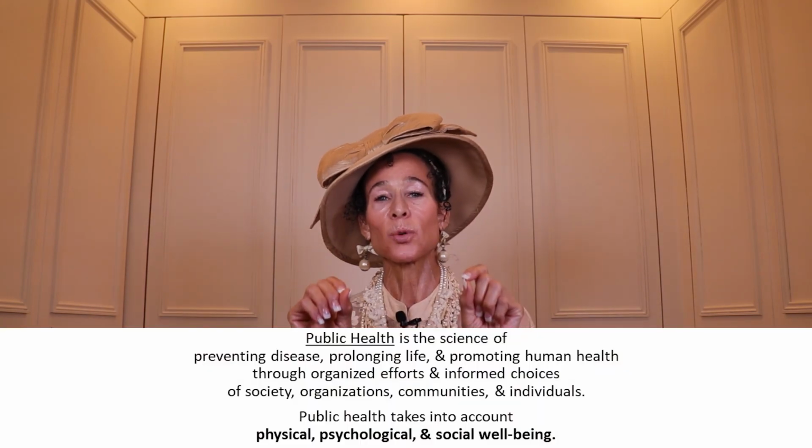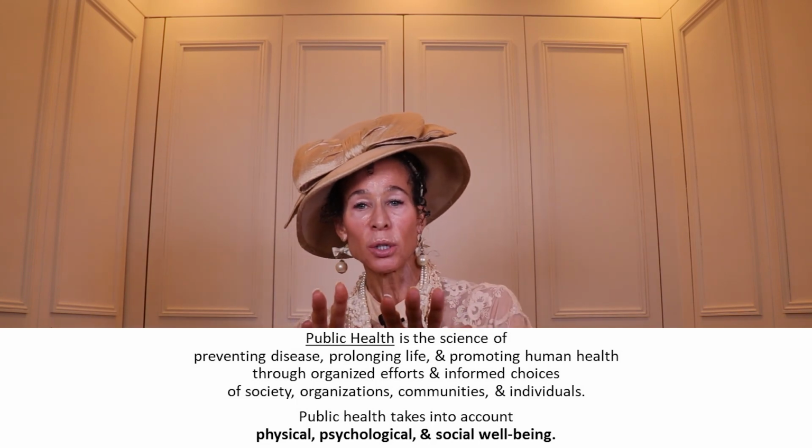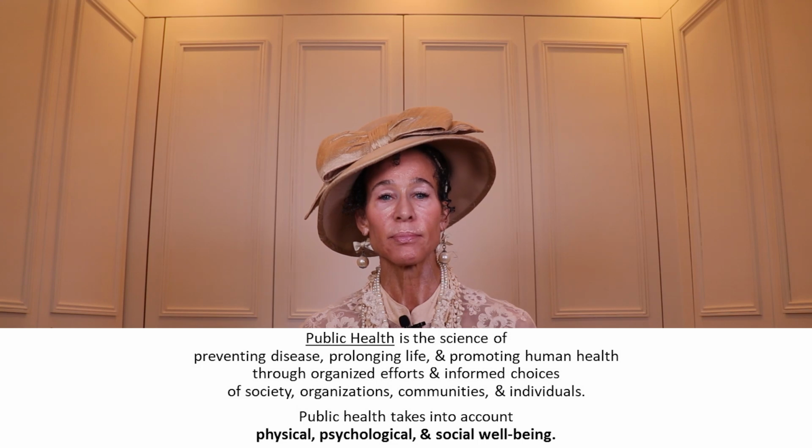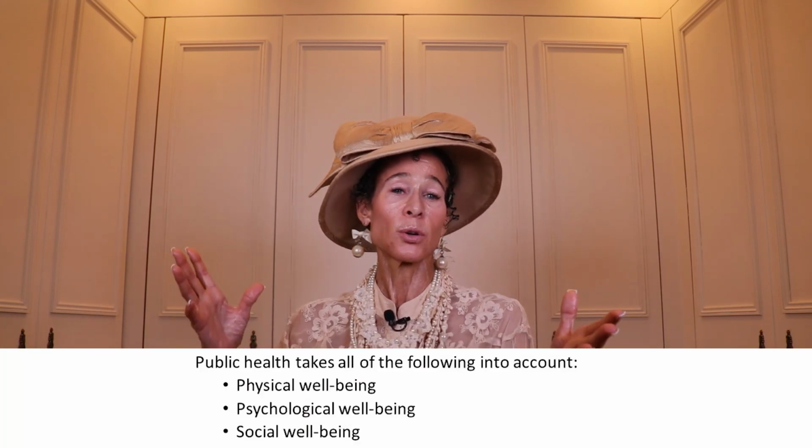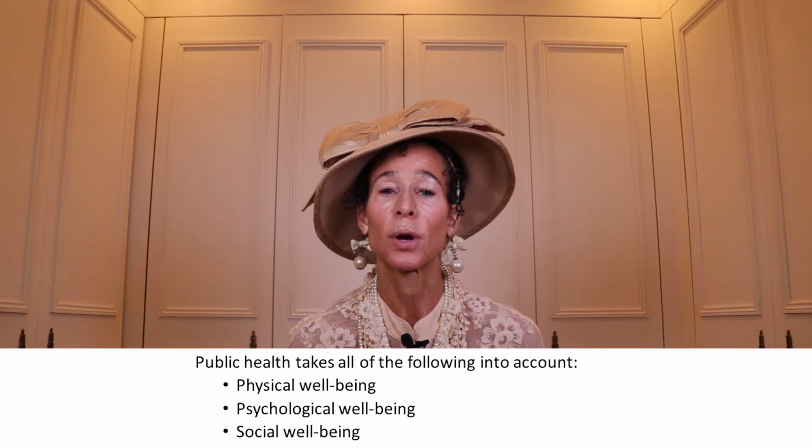Public health takes into account physical, psychological, and social well-being. It claims that public health takes all of the following into account: physical well-being, psychological well-being, and social well-being. Would you say that the state of menopause is one in which you and other menopausal women are supported with regard to their physical, psychological, and social well-being? Public health is supposed to address all the things that affect the entire population. It includes things like education on the harmful effects of smoking and making sure everyone wears seatbelts, air pollution, the opioid epidemic, obesity, the influenza pandemic, and the list goes on and on and on.